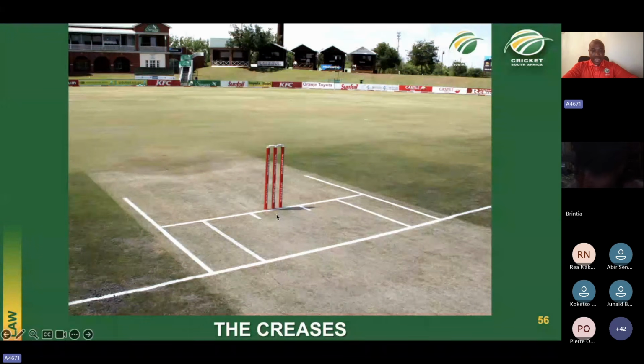And the measurement there is 30.48 centimeters from the middle stump. 1 foot or 30.48 centimeters from the middle stump to the inside edge of the leg side wide guidelines. They are not, as you see them here, leg side wide guidelines. These are protected area markings, and we will learn about the protected area in level 2 and level 3. Okay.